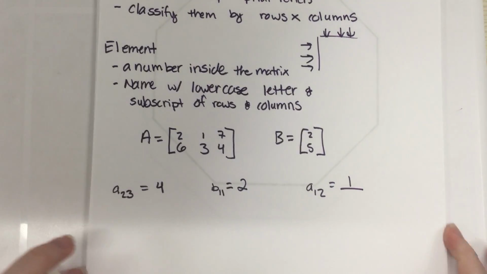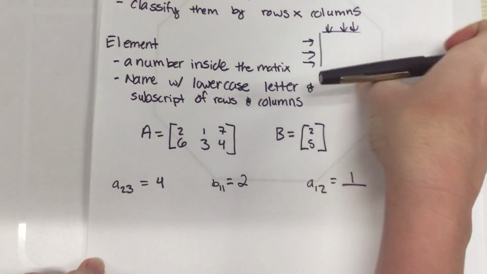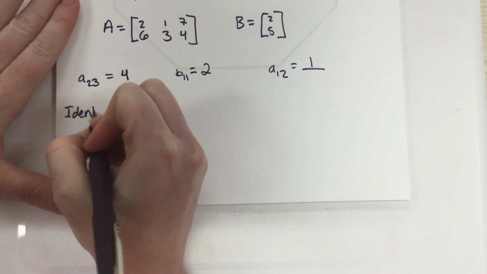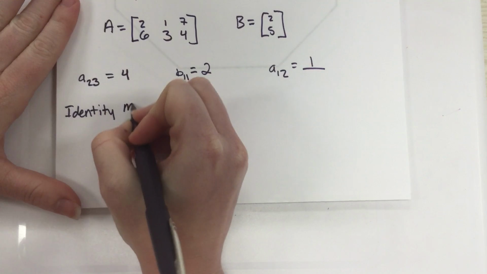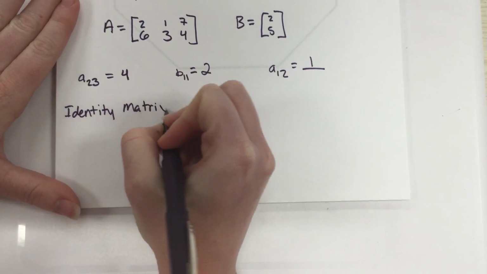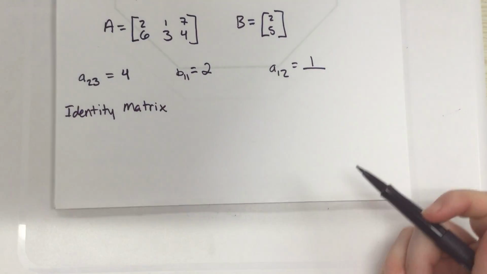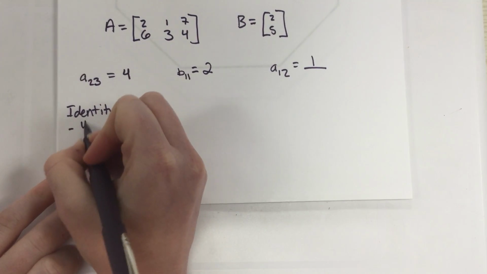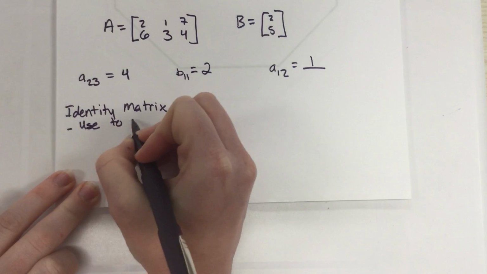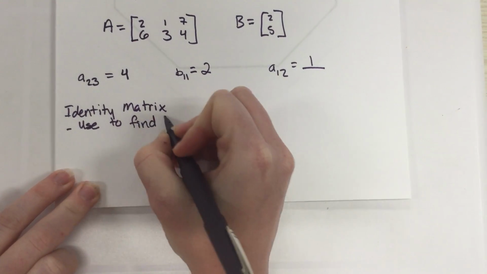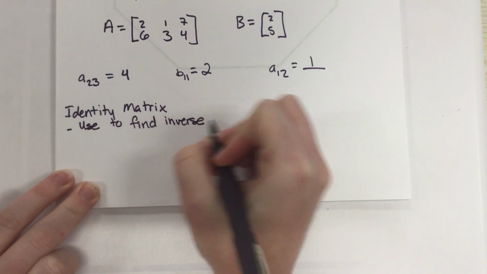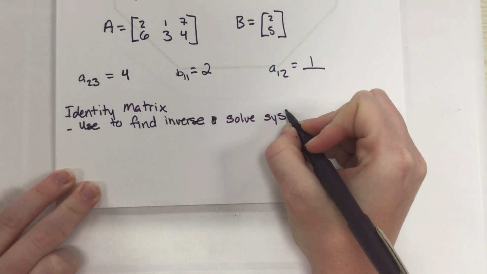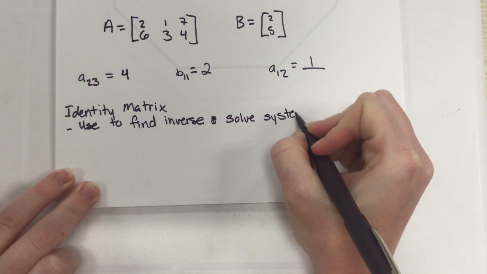Oh, sorry, I forgot one more thing. The identity matrix. Okay, so that's how you name things. And then we have the identity matrix. This is really, really gonna come in handy when we start solving these matrices. You just kind of need to know what it is. So you use it to find an inverse and to solve systems of equations.